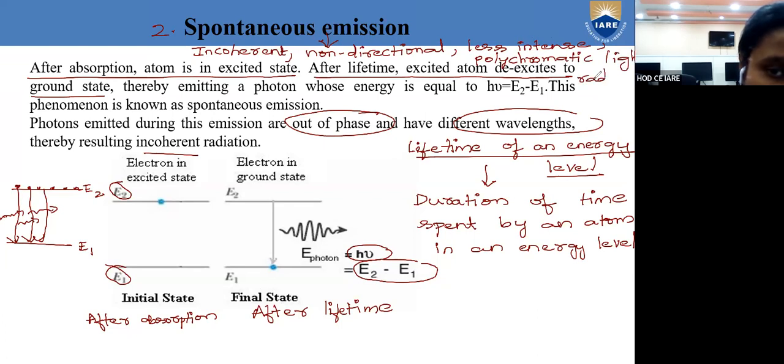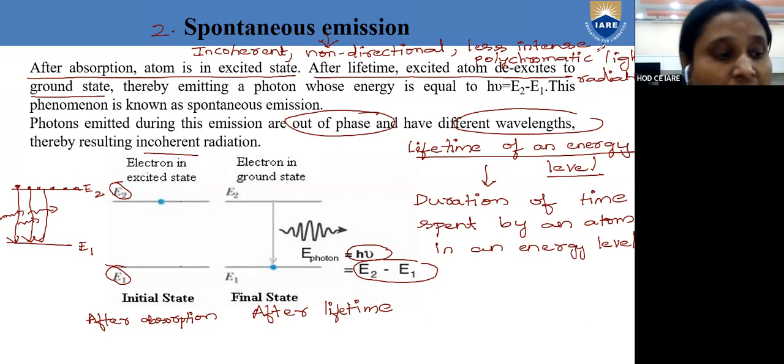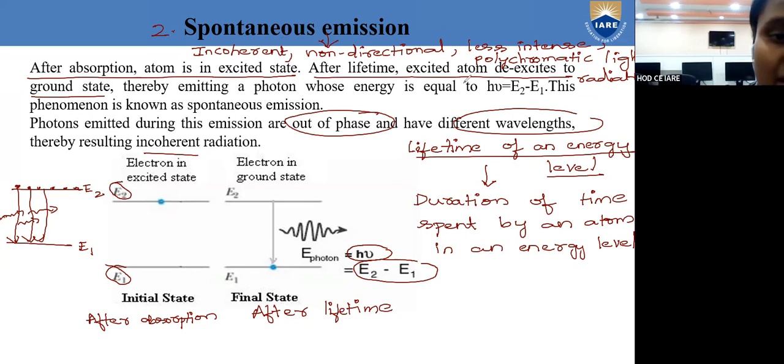This is what you have to understand. Whatever photons are released during spontaneous emission, all those photons together are going to give us light which is incoherent. Incoherent means they are out of phase with each other. Non-directional means all those photons won't go in a single direction, but in different directions. Less intense means because per emission I'm going to get only a single photon. So the number of photons released is less, because per emission we get only a single photon. So that's why we'll say it is less intense.